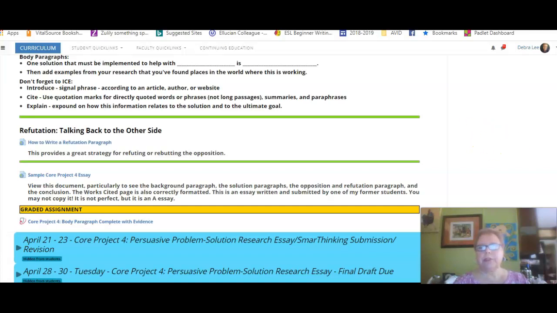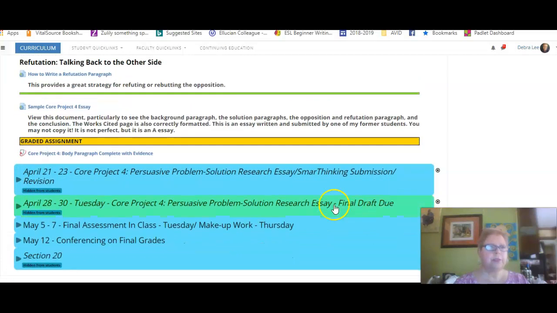So what I want you to do this week then is get your information for your body paragraphs. The graded assignment this time is, on this Turnitin link right here, where it says Core Project 4 Body Paragraph Complete with Evidence. I don't want you to just give me the body paragraph.